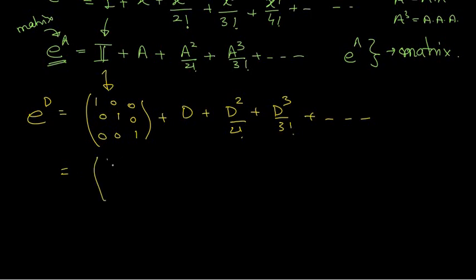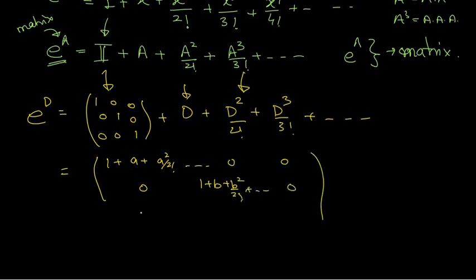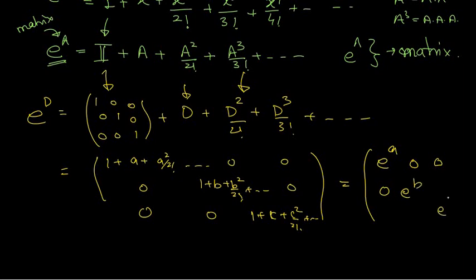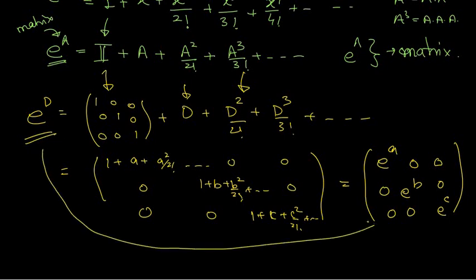So you will get 1 plus a, plus from here you will get a square by 2 factorial and so on, and this will be 0 0 0, 1 plus b square by 2 factorial plus and so on, 0, and this is 0 0, 1 plus c square by 2 factorial plus so on. So you are basically left with exponential of a 0 0, 0 exponential of b 0, 0 0 exponential of c. So your exponential of d is nothing but the exponential of the components of that matrix.